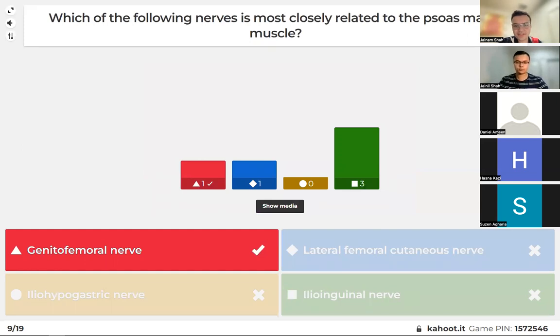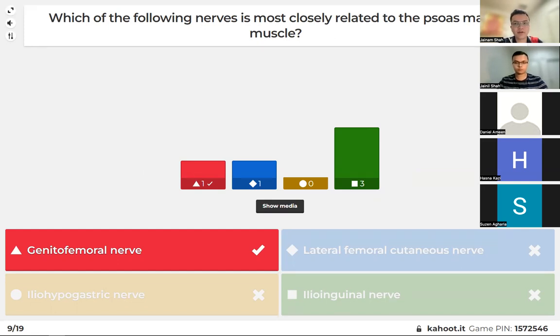Yes. Oh, actually, okay. So a lot of you have picked the ilioinguinal nerve. Again, if anyone wants to unmute and let me know why you've picked that, because the majority of you have, I'm happy to discuss. But when I say closely related, this is something you will come across in specimens, where closely related means which is closest to the psoas major muscle, which is, in this case, actually a nerve that's touching the muscle itself. And that's the genitofemoral nerve.